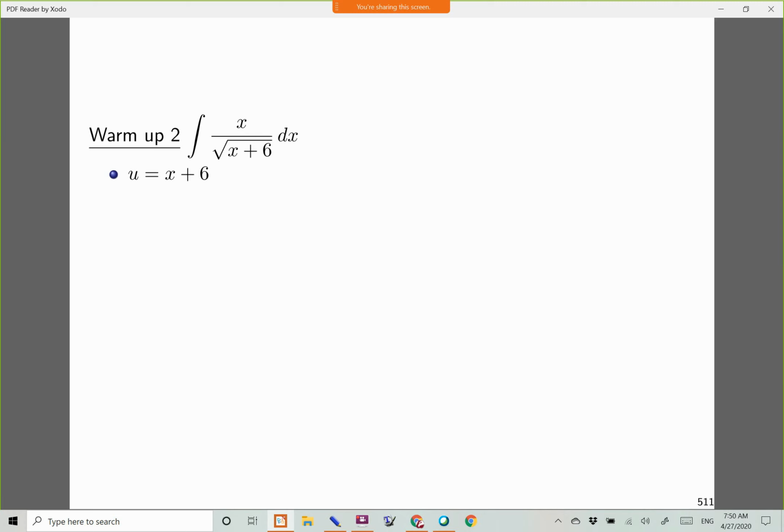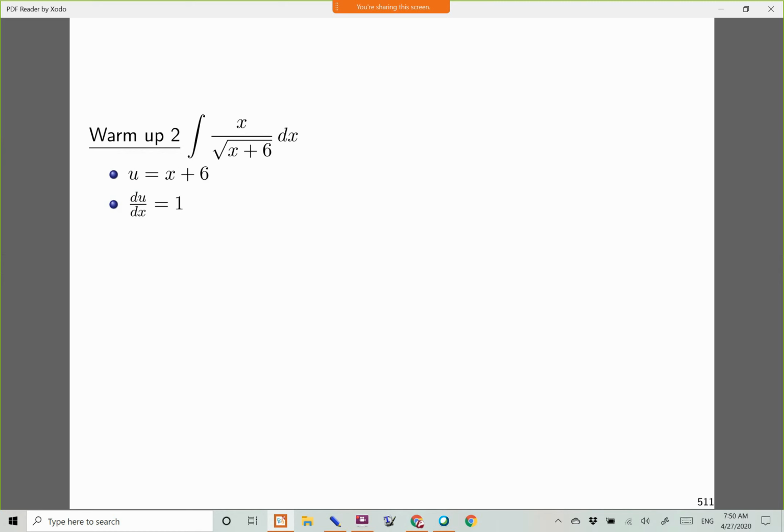The substitution to pick here is u equals x plus 6, and then we'll need to compute... We're going to eventually need to replace the dx. So let's first get the derivative of u. So du over dx is 1, right? The derivative of x is 1, the derivative of 6 is 0. So I just left off writing plus 0.